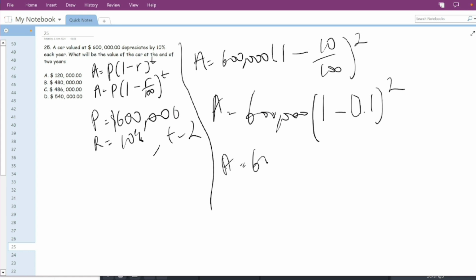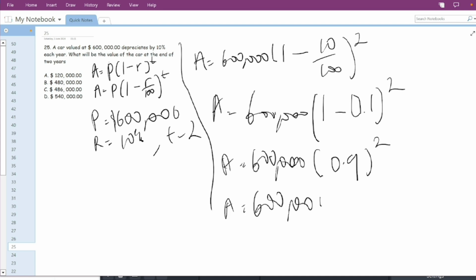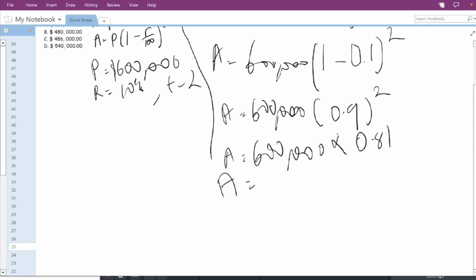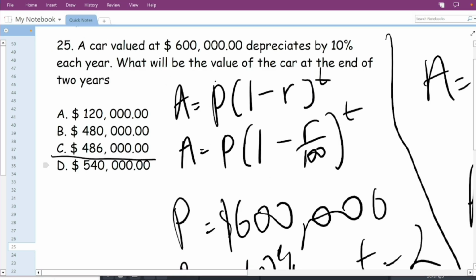However, A equals 600,000 into open bracket 1 minus 0.1, which will give us 0.9 with our calculator, to the power of 2. A equals 600,000 times 0.9 squared, which is 0.9 times 0.9. You have 0.81. The value of the car A is now 600,000 times 0.81, which will give you $486,000. Our answer is C.